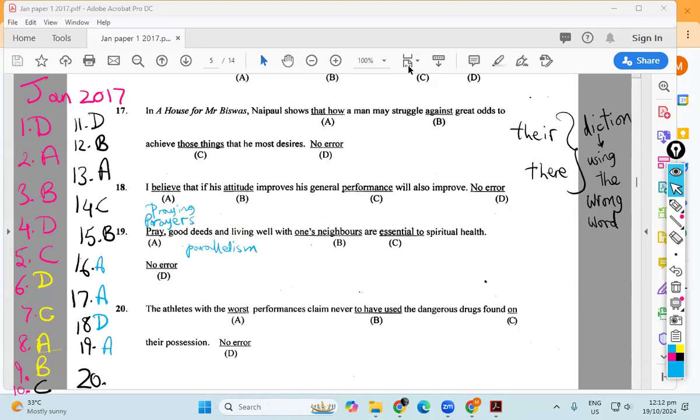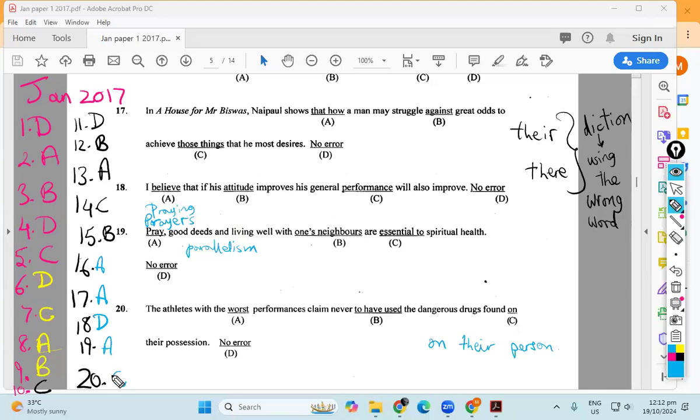You could say on their person, right? That's an expression that we use, on their person, meaning like in their pockets or just in their personal possession, right? But in this expression, they really need in their possession, right? So 20 is C.